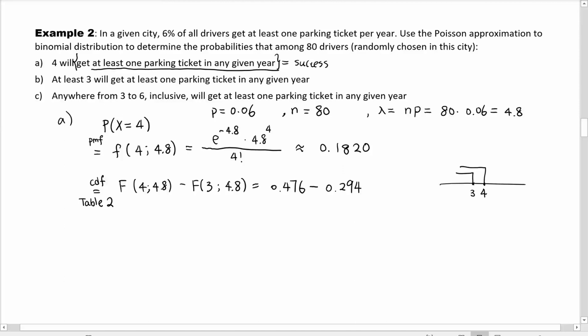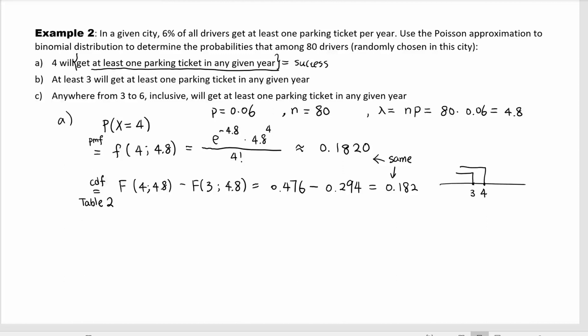0.294. Okay, so we use 0.476 minus 0.294. What do we get? Plug this in your calculator and we get 0.182. You see? They are the same. Yay! Okay. So that is part A.